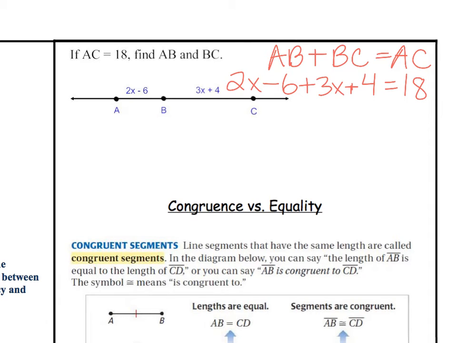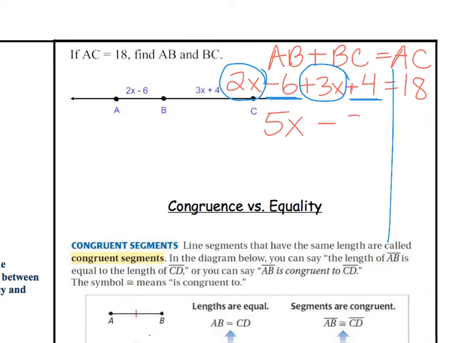Now we're going to combine like terms. So simplify. Make sure you take the sign. Negative 6 and positive 4 are like terms. You cannot combine with 18 because it's on the other side. So we get, what is that, 5x minus 2? And solve that equation. We want to undo our addition and subtraction first, so add 2.